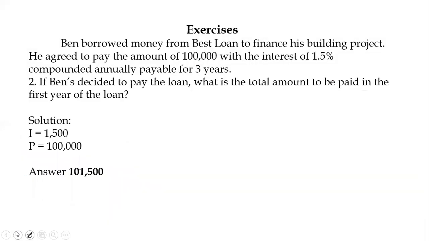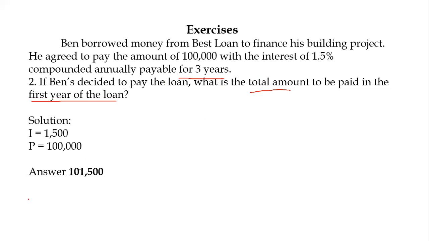Now let's solve number 2. If Ben decided to pay the loan, what is the total amount to be paid in the first year of the loan? Even though the term, when the bank agreed, was that Ben would pay within 3 years, Ben said that after 1 year, he wants to pay already, he doesn't want to have a debt anymore. So how much will he pay the bank?